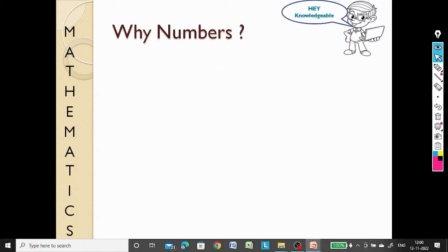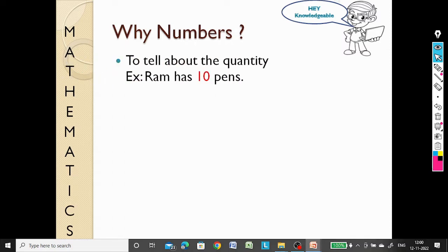Why numbers? Numbers are used to tell about quantity. Take the example here: the gram has 10 pence, so basically 10 is a number. Give me 2 liter milk packet. Again, it's talking about how much quantity you want. So again, 2 is a number.